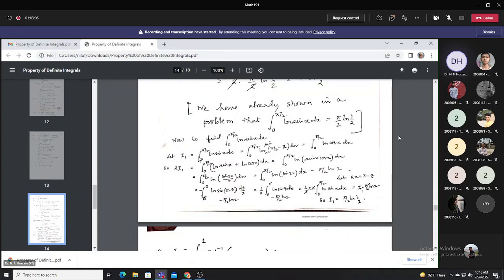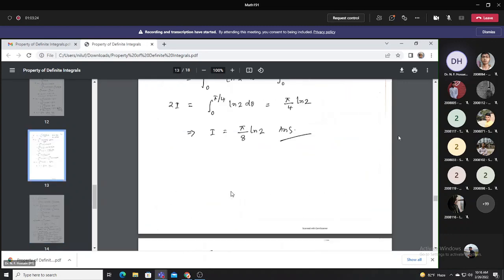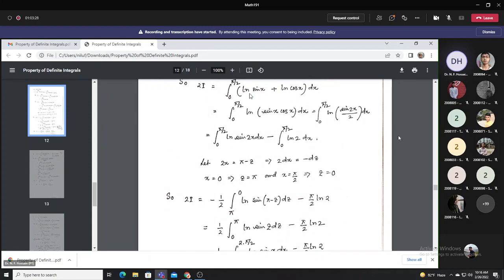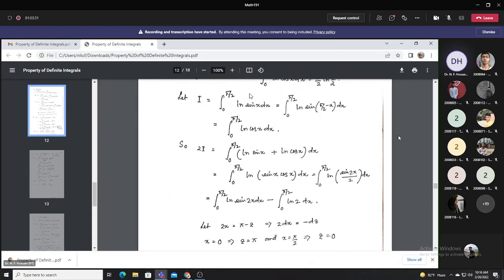At first we use property number 4 to get ln of cos x, and then we added, then use the property of trigonometric function. Sin x cos x means sin 2x by 2. So then separate ln of sin 2x minus ln of 2. Okay, and then exactly the same thing that we have done here, in this math to evaluate this integral.